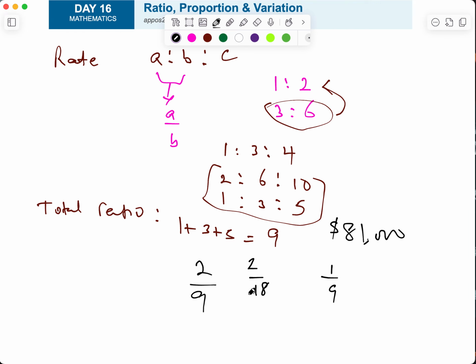So you just multiply this fraction with the 81, and then you're going to get the share for the person with ratio 1. And you do that for other ones as well. Now, like I said, we have equivalence ratio, and I think I've explained that already. In the next one, which is proportion.